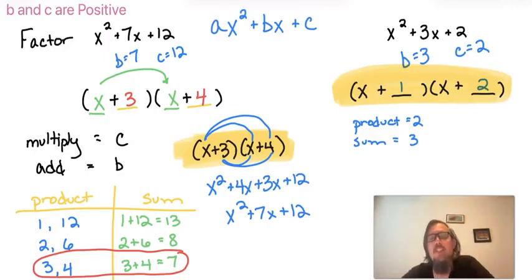So that's how you factor a trinomial into two parentheses when both the b and c are positive. And this is the easiest one because we know both of our numbers in the parentheses with the x's are going to be positive. And in the next lesson, we'll look at what happens when they're not both positive. How do we figure out what those two numbers are going to be?